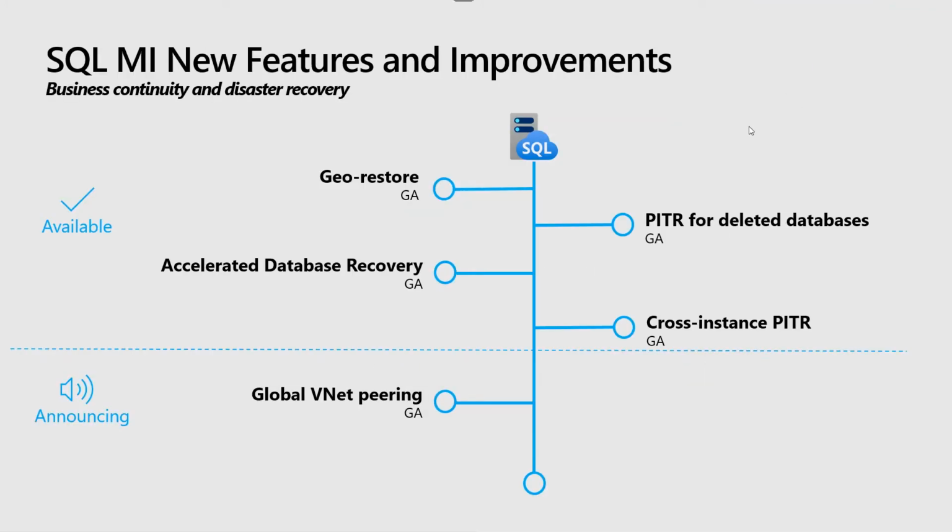Let's now talk about improvements in the business continuity and disaster recovery area. So earlier this year, we introduced support for GeoRestore as a cheap and economically efficient disaster recovery option for solutions with some tolerance to the recovery time objective, or RTO. Also, we added support for point-in-time restore for deleted databases that wasn't available previously.